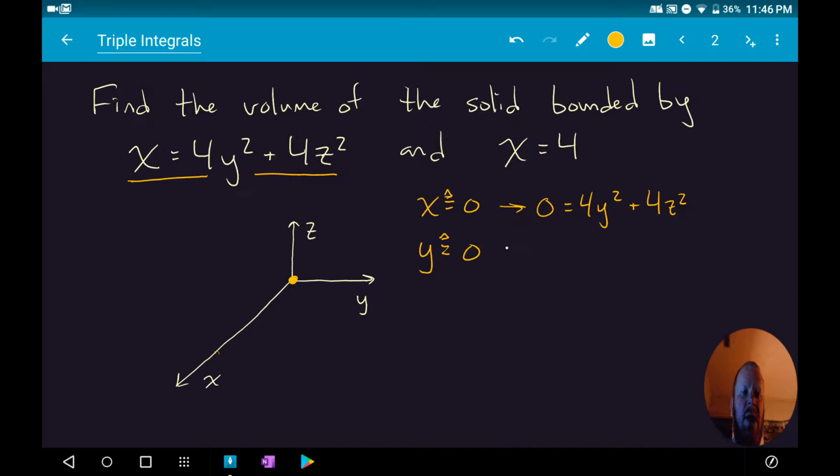If we set y equal to 0, then we get that x is equal to 4z squared. So if x is equal to 4z squared, that's going to be a parabola. This is a point. And the parabola is going up the positive x direction. So maybe it looks something like that.